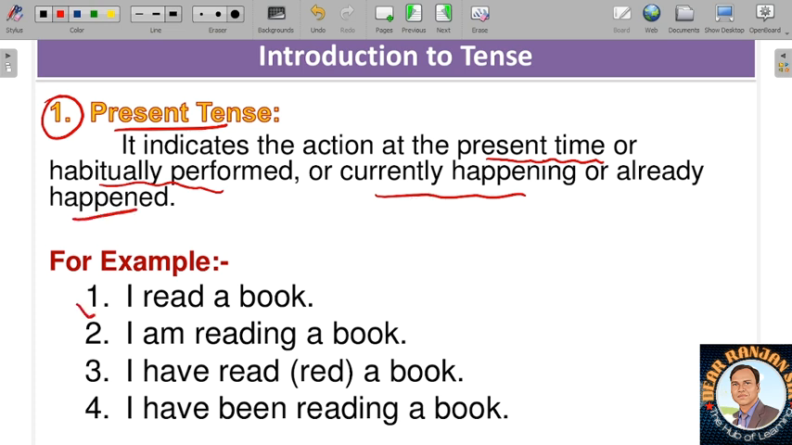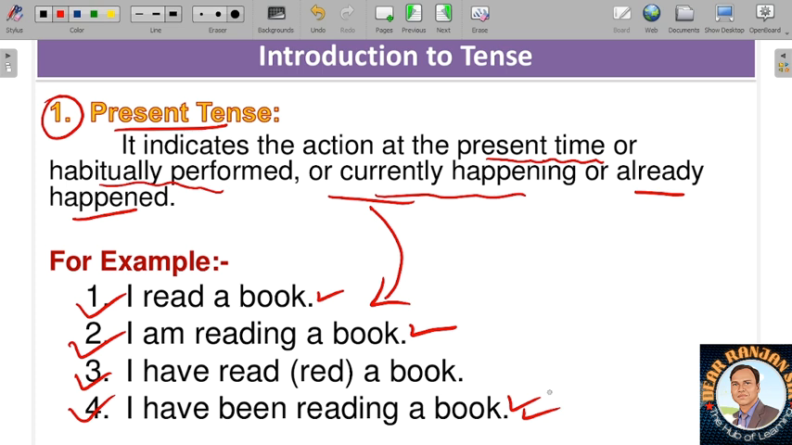When we see these four examples here, we can understand that I read a book, I am reading a book, that means it is currently happening. I have read a book, already happened. I have been reading a book, that means the reading of the book is going on. Some part is completed, maybe some more is remaining to be finished. That's what I have been reading a book means.